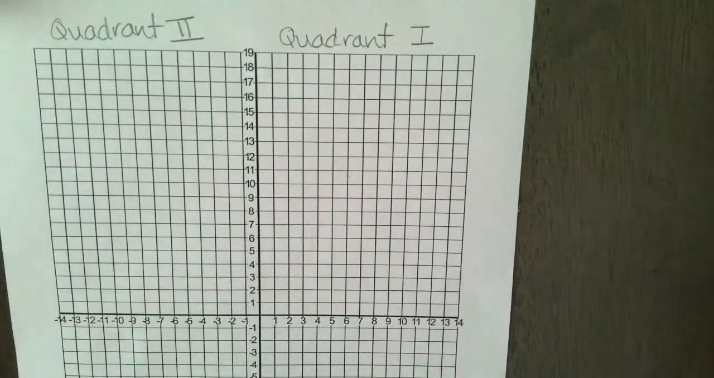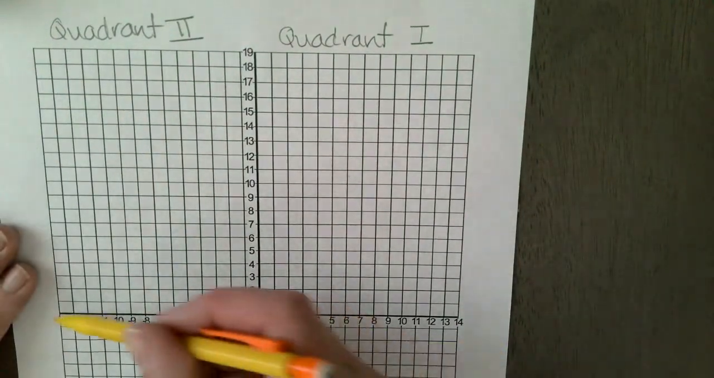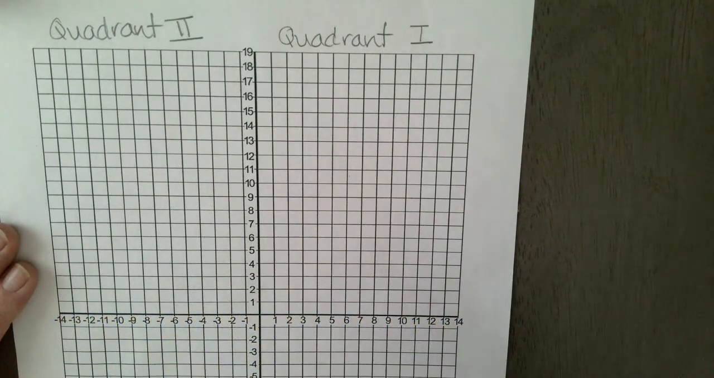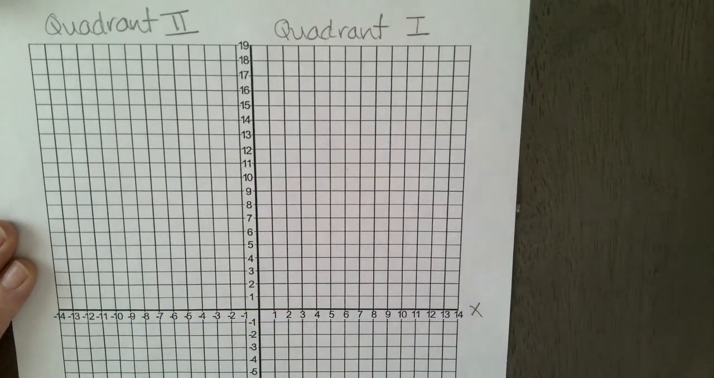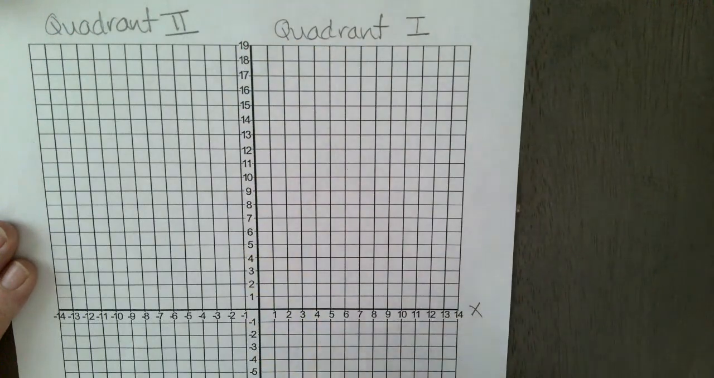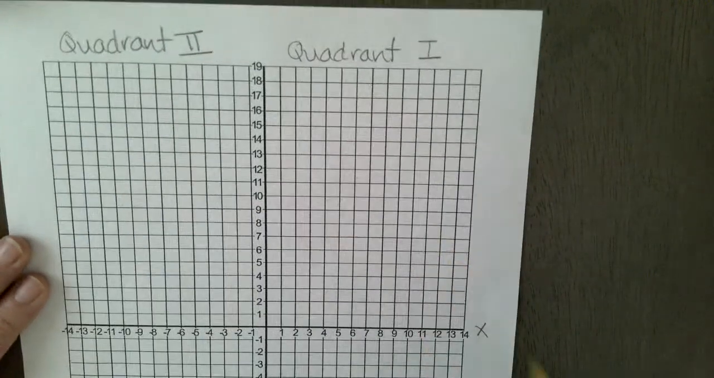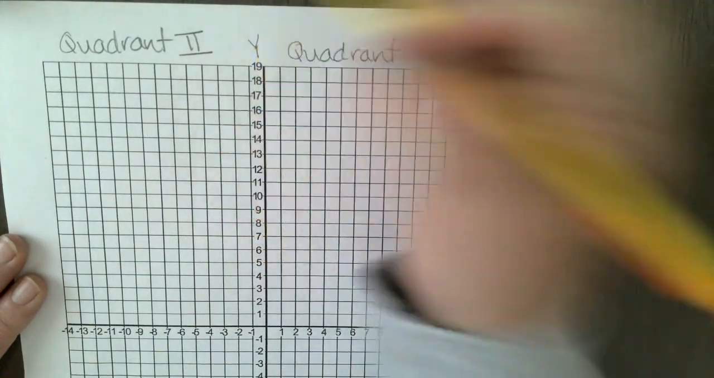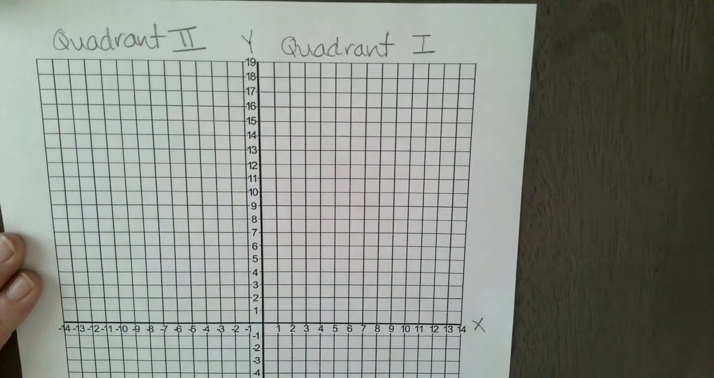So this here is quadrant 1. This is your X value, your X axis. So I'm going to put an X on the right-hand side. Now that goes left to right. Now up and down the page here, that's your Y axis. So just right above this 19 here, I'm going to put the letter Y just as a reminder for myself.